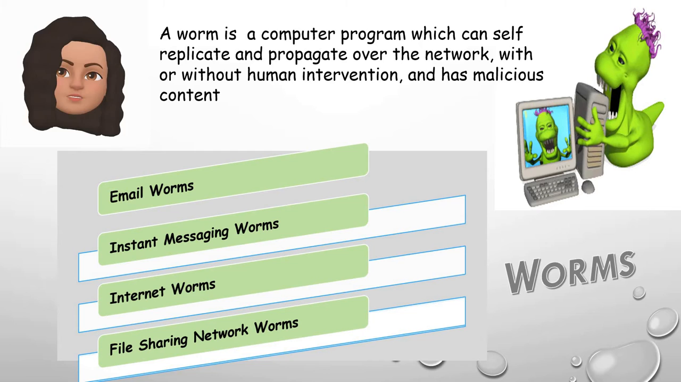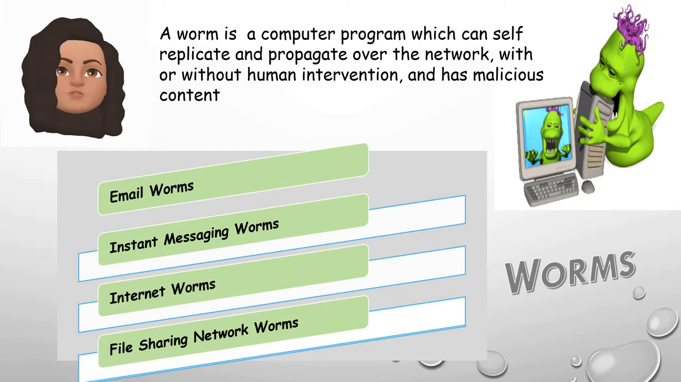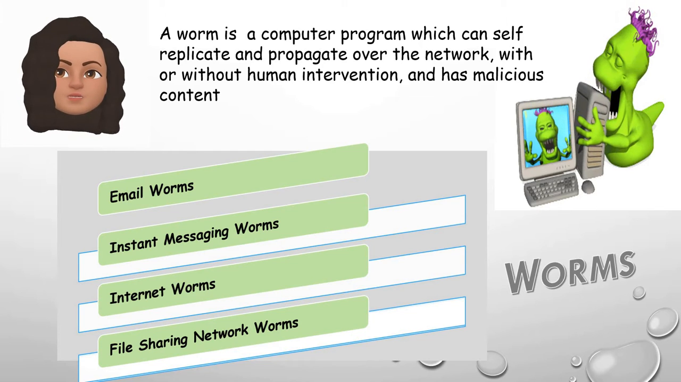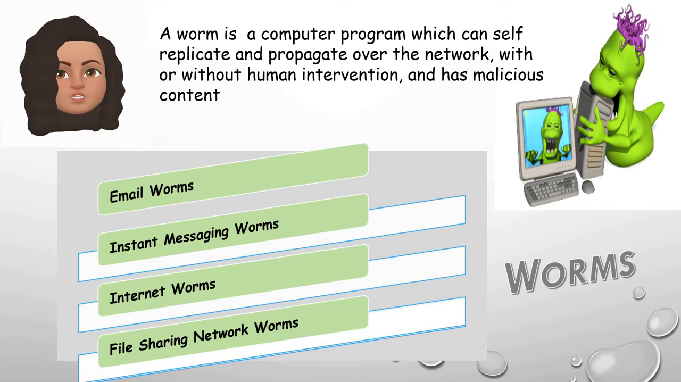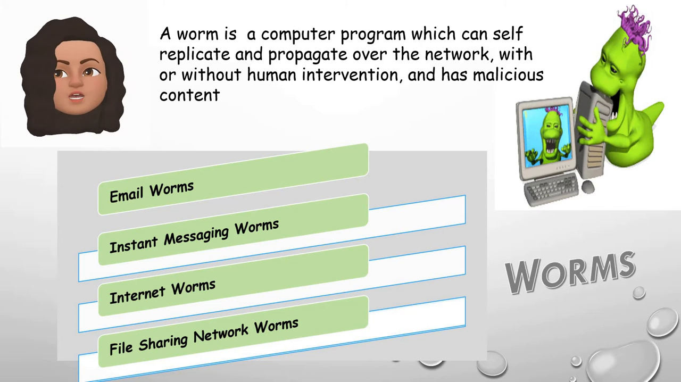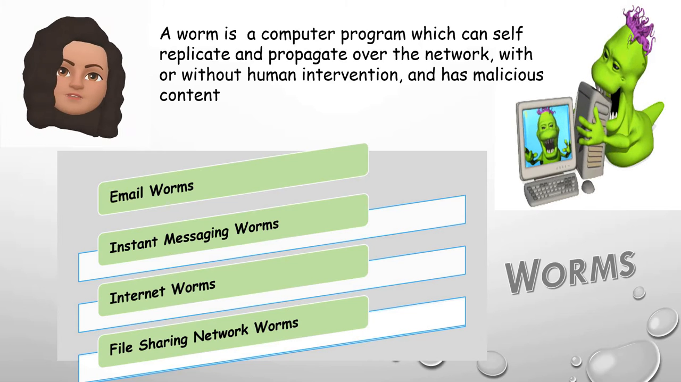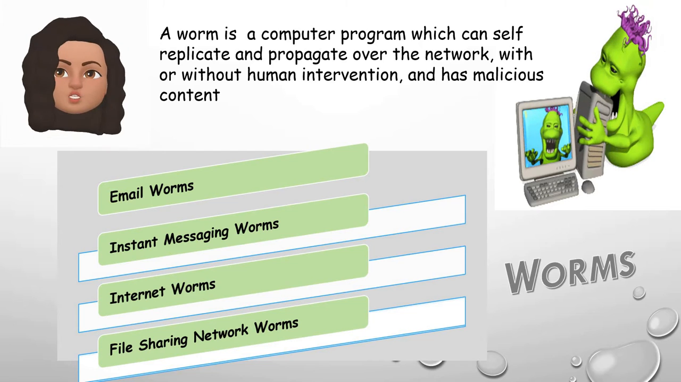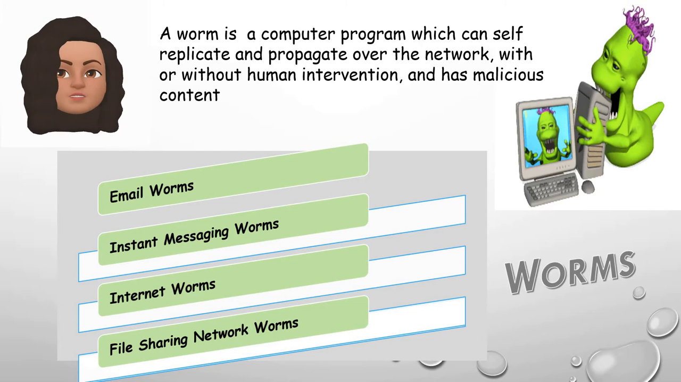The various types of worms are email worms, instant messaging worms, internet worms, and file sharing network worms. Email worms spread through any email. Instant messaging worms spread by sending instant messages. And with file sharing, when you share files, the worms are also downloaded along with the files.